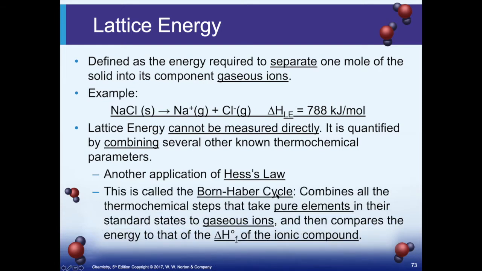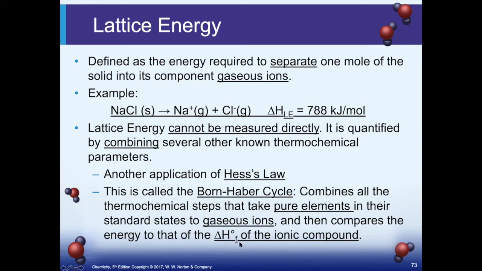So the Born-Haber cycle is just where we combine all the thermochemical steps that take pure elements in their standard states, and we take those to the gaseous ions. And then we're just going to compare that to the delta H of formation of that ionic compound. So we also talked about that back in week 3. Those delta H's of formation, remember, that's the energy change that occurs when we take elements in their standard state and we create the compound, 1 mole of the compound. What's the energy change when that is done? So we're going to utilize a lot of the things that we've already talked about this semester.